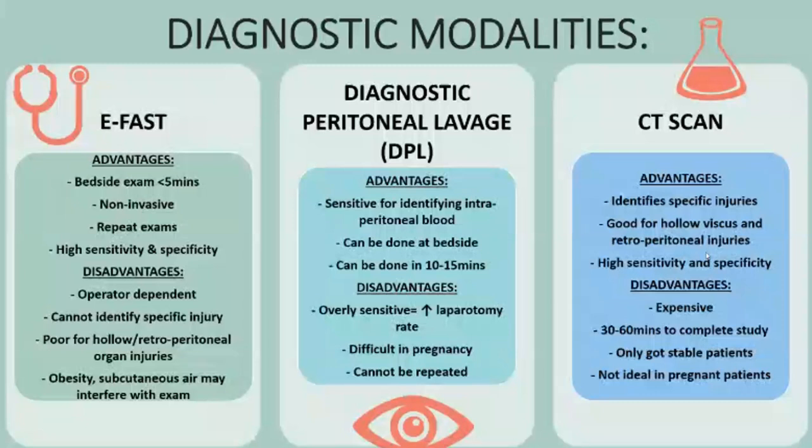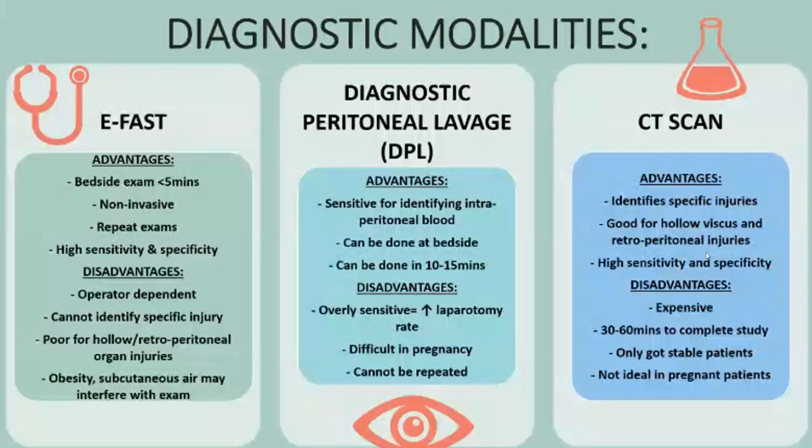CT scan: the advantage of this is that it identifies specific injuries. It's good for hollow viscus and retroperitoneal injuries, and it has a very high sensitivity and specificity. The disadvantage is that it's expensive. In an ideal world, it takes 30 to 60 minutes to complete the study, but we all know that in our setting, it takes much longer to actually get a patient to CT scan.